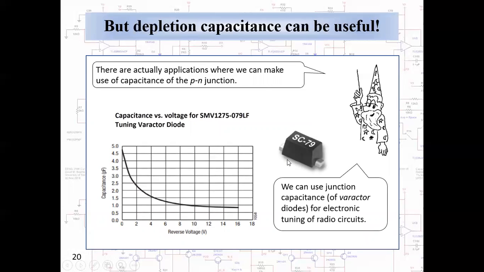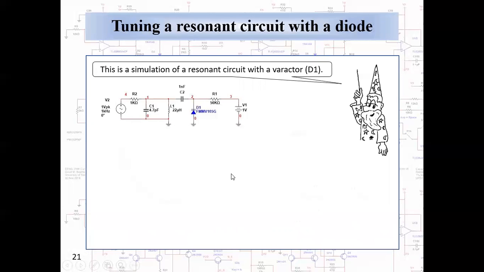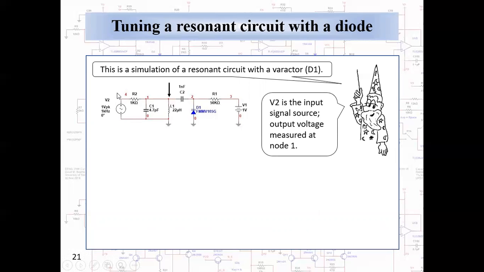We can use the junction capacitance of what are called varactor diodes for electronic tuning of radio circuits. We can exploit the voltage variable capacitance characteristic of the junction. So this is a simulation of a resonant circuit, LRC, that involves a varactor. V2 here is the input signal source. The measured output voltage is going to be taken here at node 1. And V1 is a DC biasing source used to establish the reverse bias on the varactor diode.